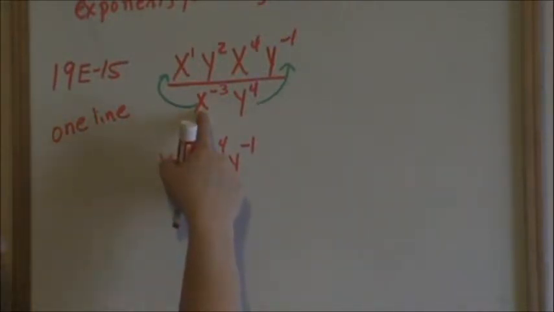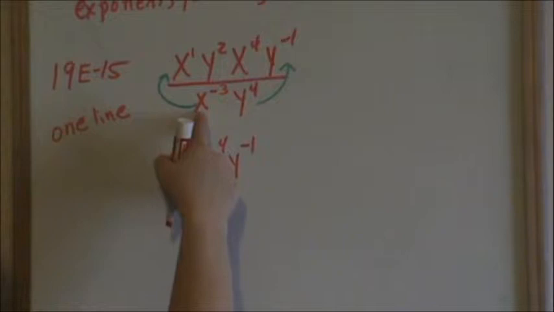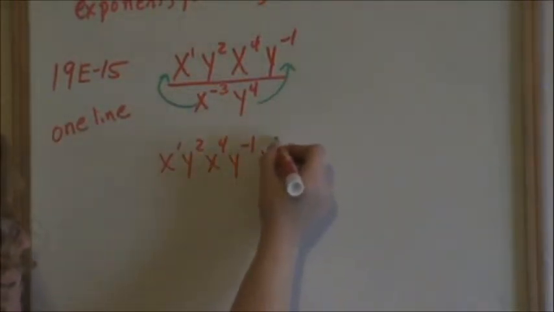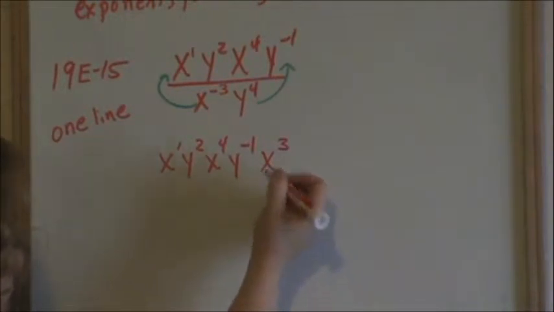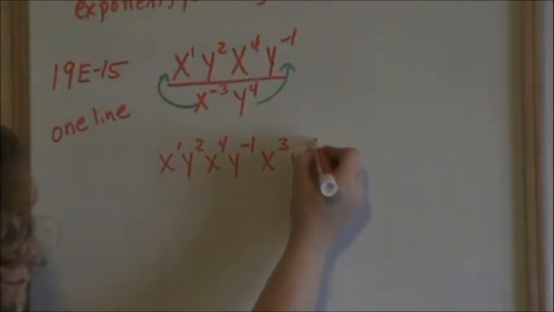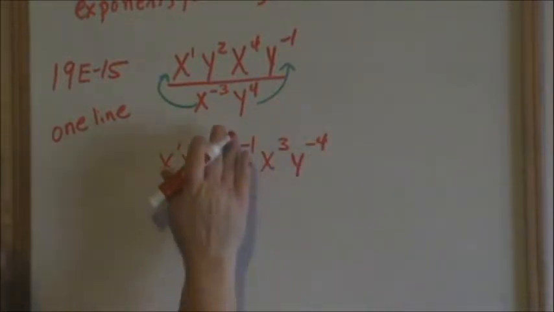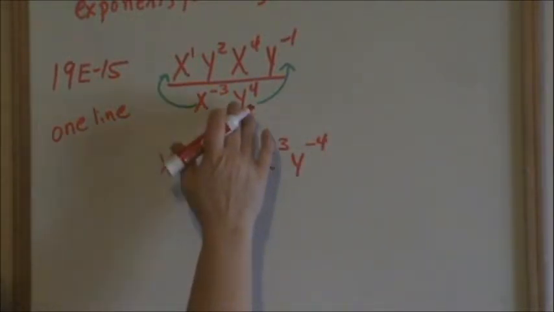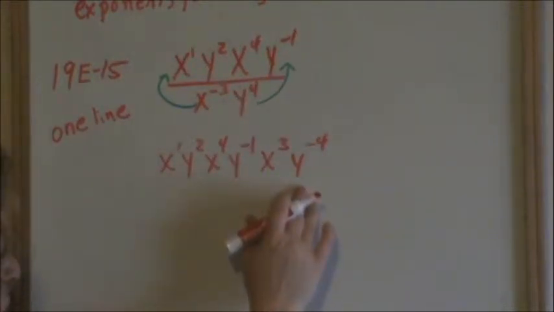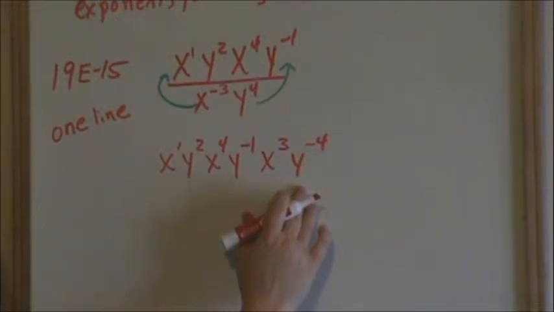So when I want to move this x to the negative 3 up, I have to change the sign of my exponent. It now becomes x to the positive 3. Moving my y to the fourth up now becomes y to the negative 4. So now everything in my denominator has been moved up to the numerator. Everything is being multiplied at this point, so it's a matter of just adding your exponents, adding positive and negative numbers.